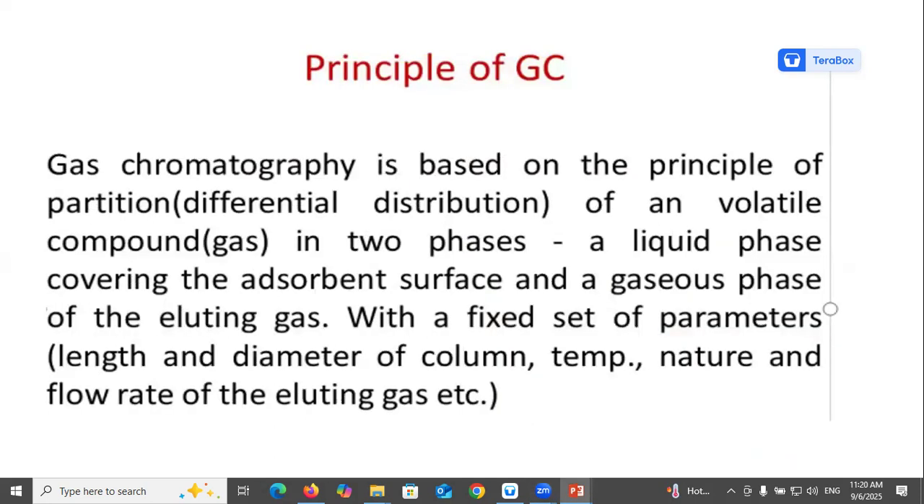Principle of gas chromatography. Gas chromatography is based on the principle of partition, the differential distribution of volatile compounds in two phases: a liquid phase covering the adsorbing surface and a gaseous phase of the eluting gas, with a fixed set of parameters such as length and diameter of the column, temperature, nature and flow rate of the eluting gas, etc.